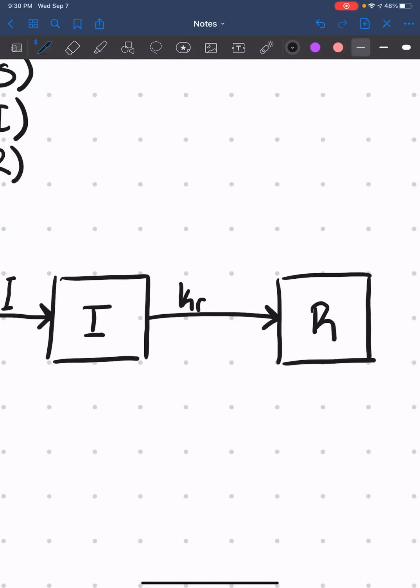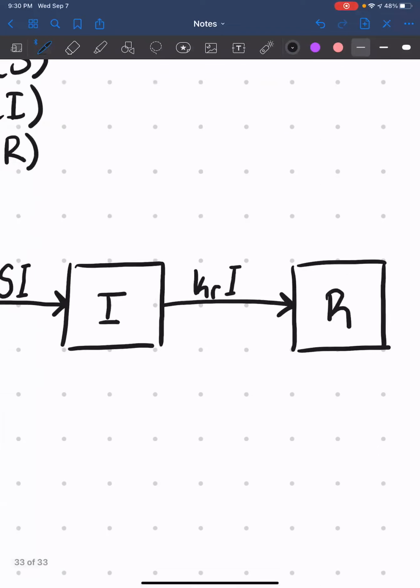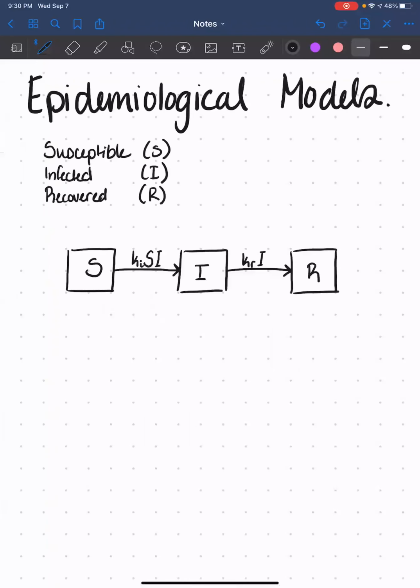So now let's think about our rate for this second arrow, which is going to be Kr. We always have our rate constant, and we try to call it something that at least somewhat makes sense to us. So Kr for K recovered. And the rate at which people are going to recover is going to be proportional to the number of people who are infected. So when there are lots of people who are infected, there will be lots of people who are then able to recover. If no one is infected, then no one will be recovering. And so those are our rates for the two arrows.